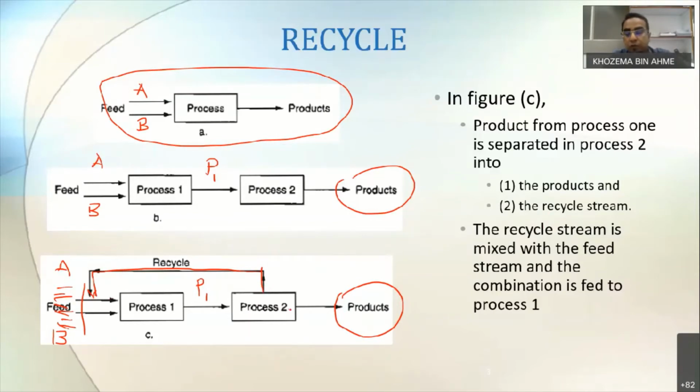Now, why do we do recycle? There are a lot of reasons for it. The recycle stream is mixed with the fresh feed, and the combination is fed to process 1. So once you have a recycle, whatever is recycled, you will combine with your fresh feed. So this one is your fresh feed and this one is your combined feed, or we can say it is your gross feed. We can put G here. So in this G you will have whatever initial A and B plus whatever it is from the process.